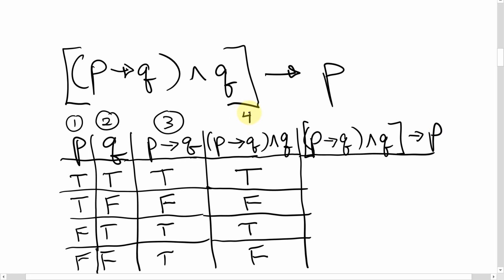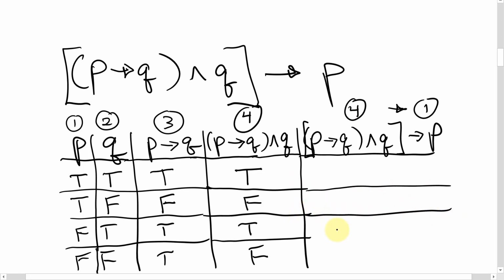So if this is column 4, then what I'm looking at is column 4 implies column 1. I'm doing the rule for the conditional from column 4 to column 1. The rule was the conditional is true in every case except when you go true to false. So this is true to true. That one's true. This is false to true. So it's true. Now here from 4 to 1, I go from true to false. So I know this is false. And then these are both false. So the conditional is true.